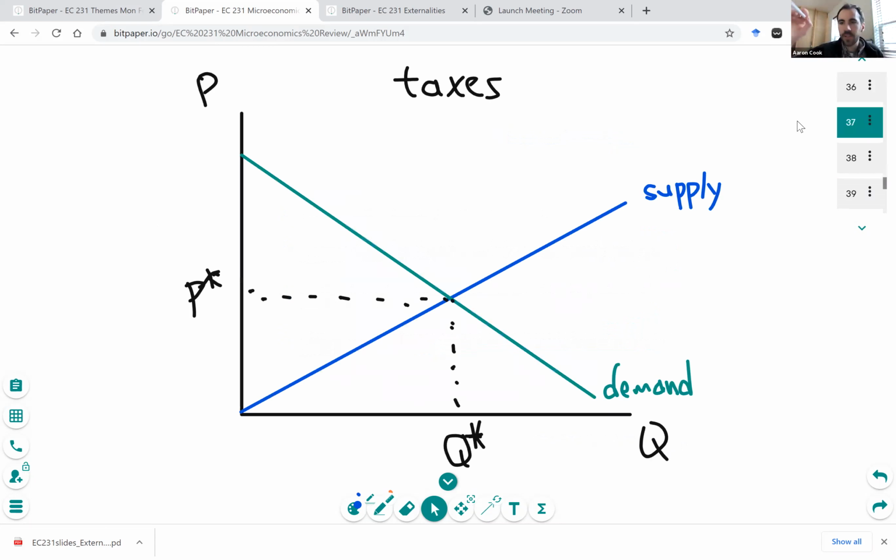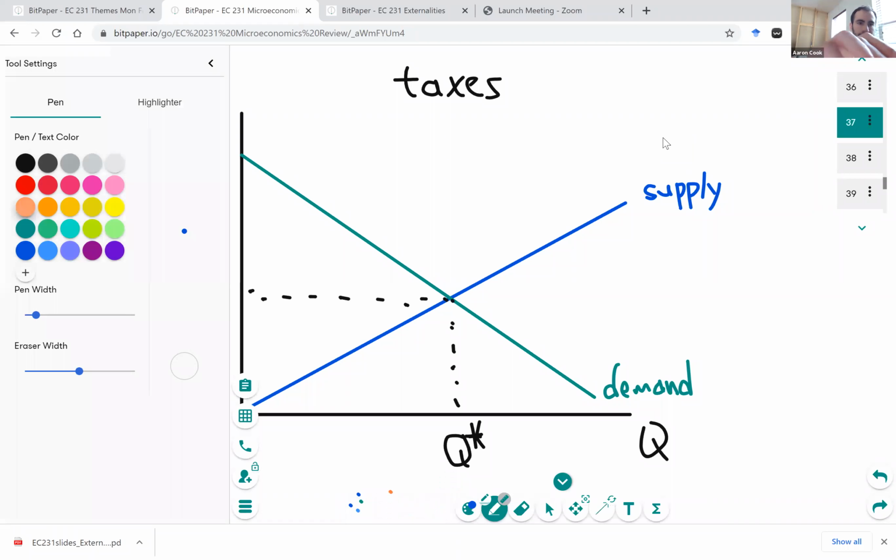One other thing I wanted to get to before wrapping up this micro section is this idea of introducing a tax into a market.